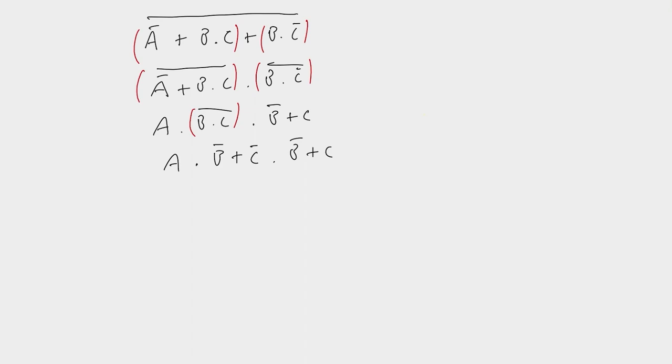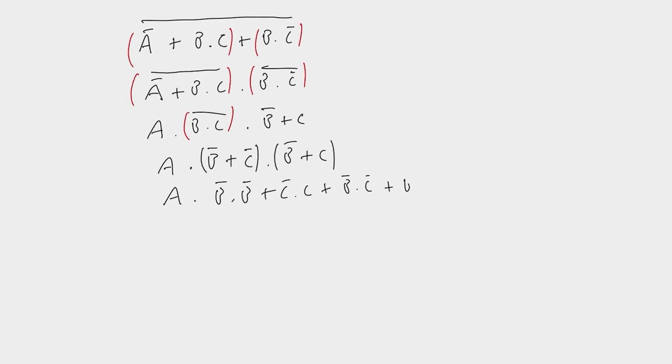So we can multiply out these brackets, so we end up with A, not C, and not B, not C, and not B, and C. Again, we can apply more identities to this. We've got not B and not B. Well, that can be simplified to not B. And then we've got not C and C. Well, that simplifies down to 0.